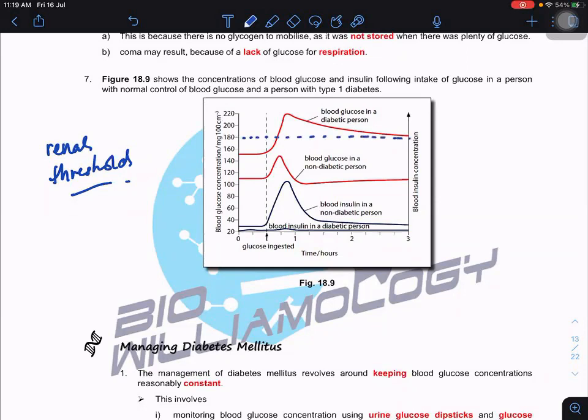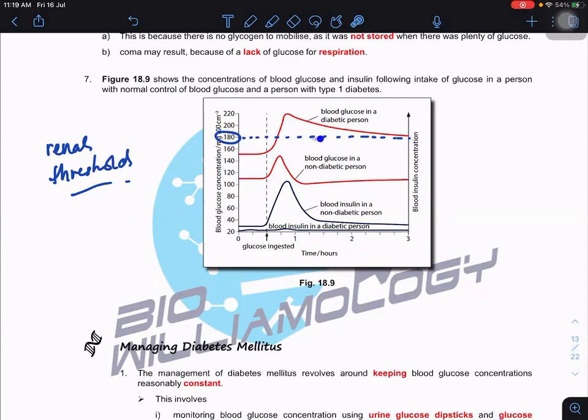So if the blood glucose concentration is higher than 180, then glucose will be released in the urine. If you look at these diagrams, initially our blood glucose level is low. After the glucose injection, it increases, but no matter how much it increases, in non-diabetic patients it won't go over 180. Then because of insulin, the glucose concentration drops, and we monitor them back. But for diabetic patients, you can see the glucose concentration shoot up above 180. When you're above 180, what will happen?